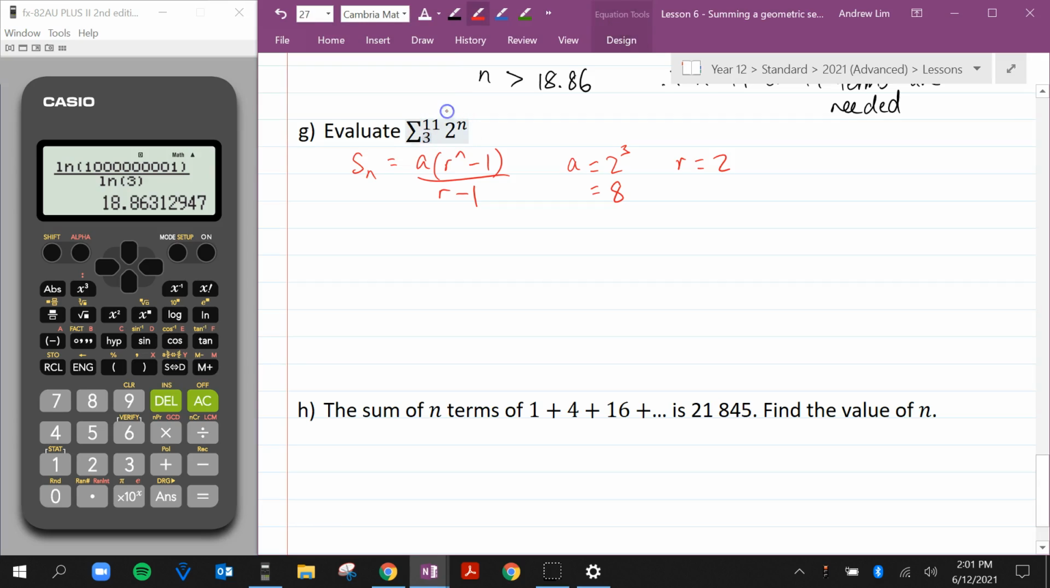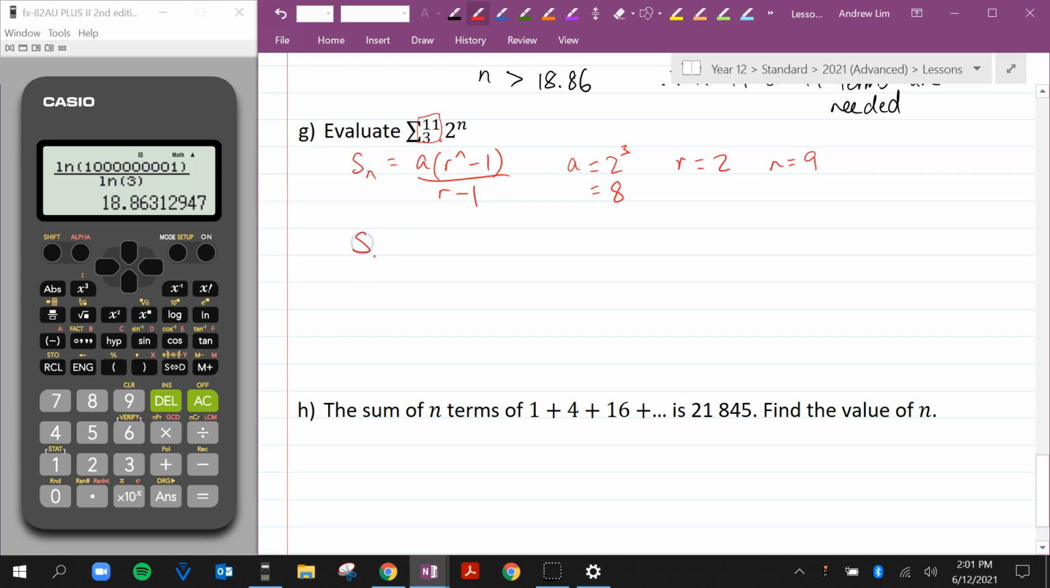And how many terms are there from 3 to 11? It's not 8, it's actually 9, because we need to include the 3. 3, 4, 5, 6, 7, 8, 9, 10, 11, that's 9 terms. Now the easiest way to do this is to just subtract them and then add 1. So you don't have to use your fingers to count. Just subtract them and add 1. That's how many terms we have.